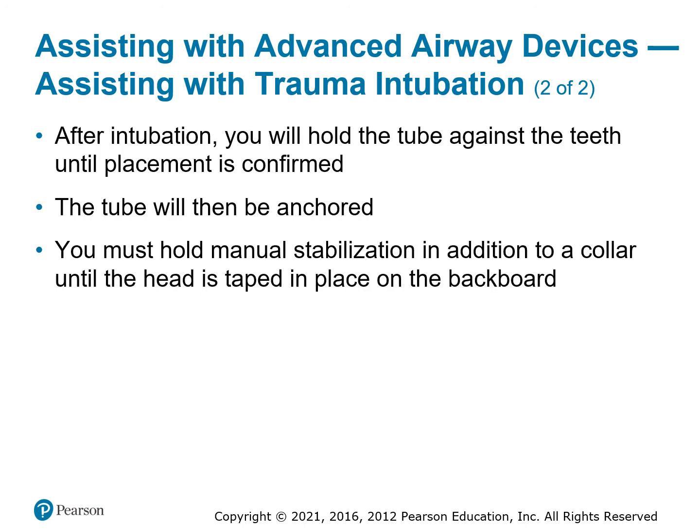After the patient has been intubated, you will hold the endotracheal tube in place. Once placement is confirmed, we need to note the depth of the endotracheal tube, and it needs to be anchored with one of those commercial devices. You must hold manual stabilization in addition to a collar until the head is taped onto the backboard, head blocks and Velcro straps are applied, whatever you need here, but we've got to make sure that we keep everything secure and from excessive movement.